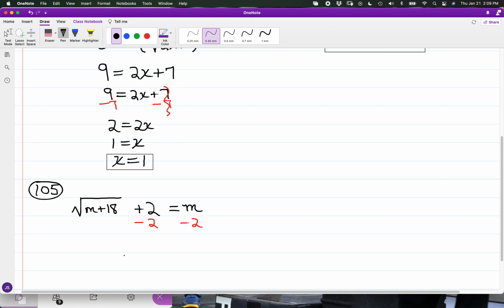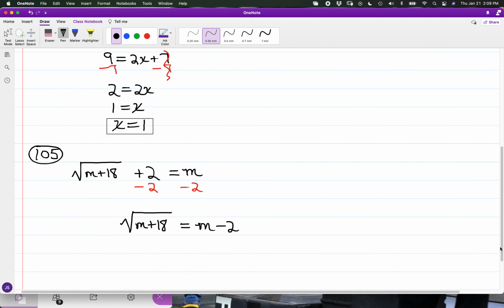So we've got the square root of m plus 18 to the left, and to the right, I'm going to have m minus 2. Undoing the presence of the square root, I'm going to square both sides.